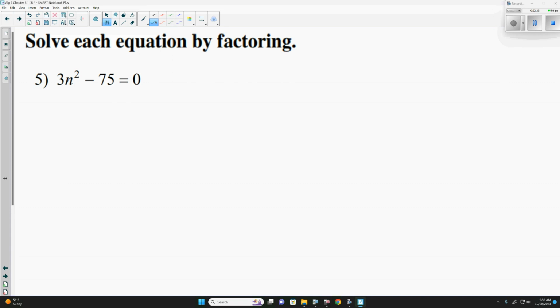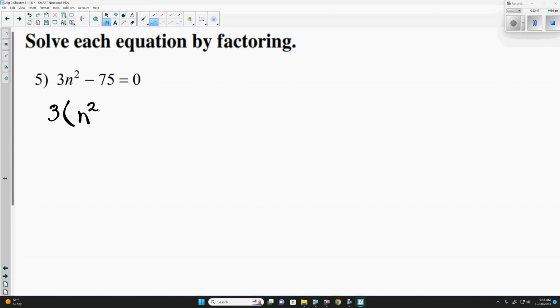So we're going to go on and do this one here. Now this one, on Monday, we will find how to factor it simpler, easier, and faster than what we're actually going to do here. But we're going to factor this like we've been doing already. Is there a greatest common factor between 3n squared and 75? 3. So we can factor it out.